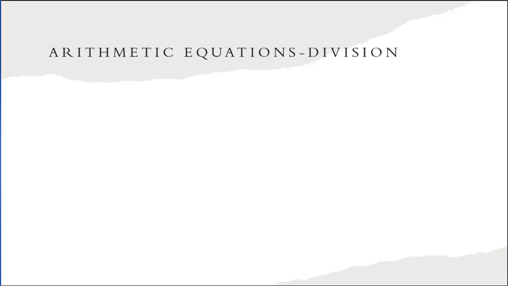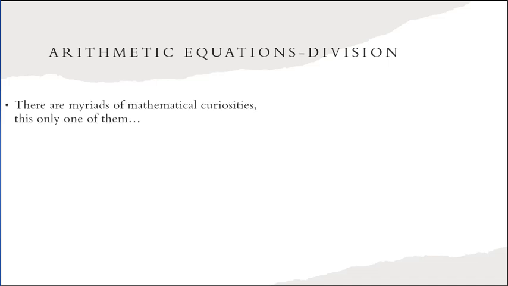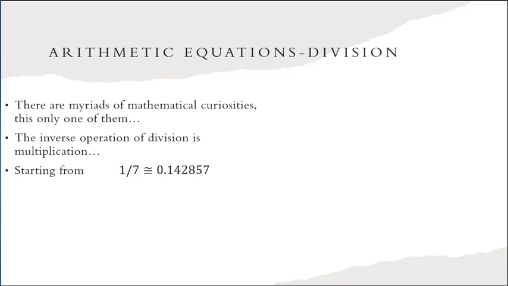There are myriads of mathematical curiosities, and the one presented here is only one of them. Knowing that the inverse operation of division is multiplication, we are going to take the approximation of 1 over 7 to be 0.142857. If we multiply this number by 1, 2, 3, 4, 5, 6, and 7, a pattern will emerge.